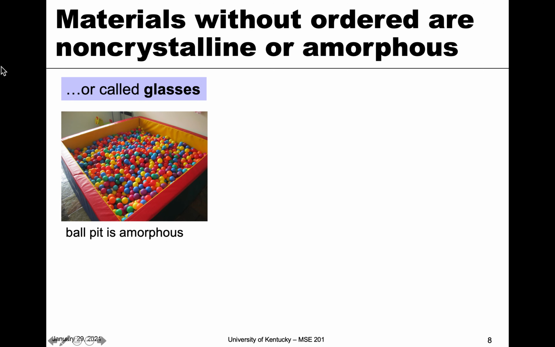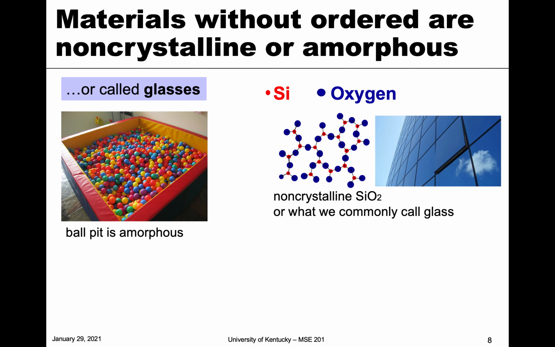So this ball pit is amorphous because it doesn't have any sort of ordered structure to it. It's very loose, chaotic, and unorganized. This happens quite a bit, like I said, in glasses. What we call glass is more correctly an inorganic glass because it is predominantly SiO2. And it doesn't have an ordered structure.